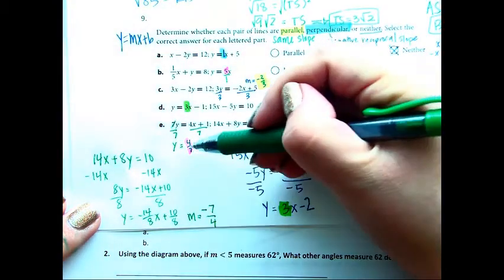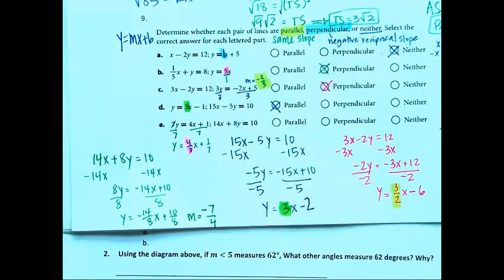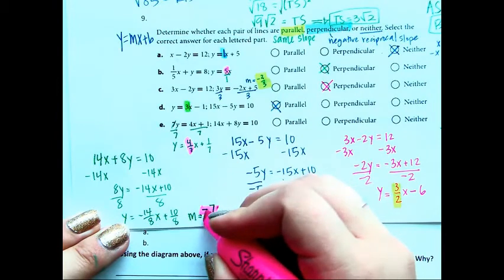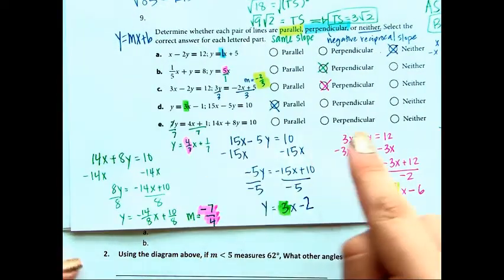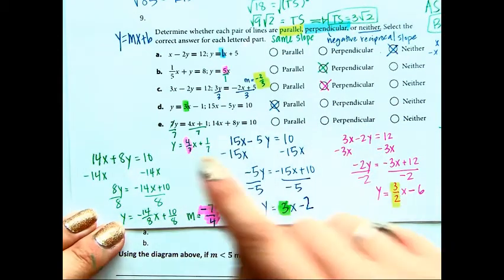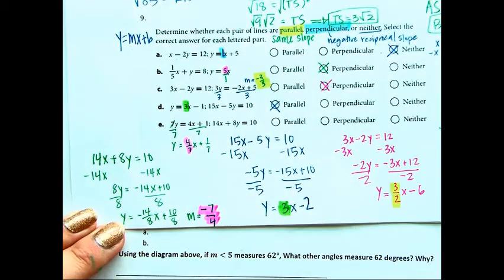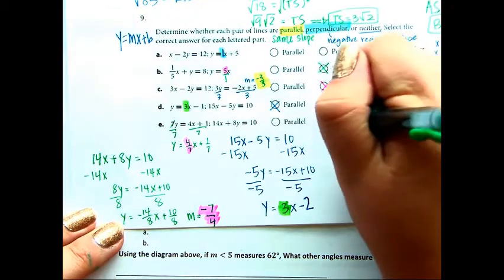Looking at the slope, I'm trying to compare it to see if it's parallel, perpendicular, or neither. It's not parallel because they're not the same, but they are perpendicular because they're negative reciprocals of one another. So they are perpendicular.